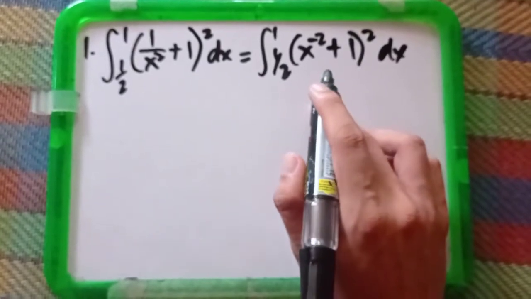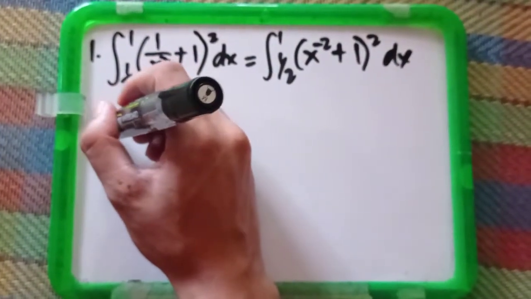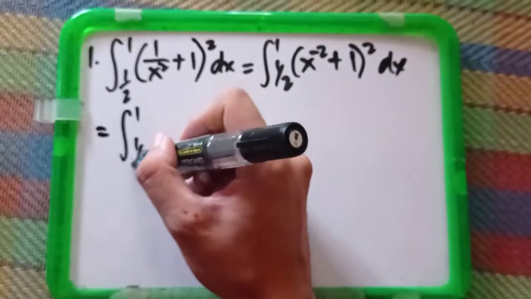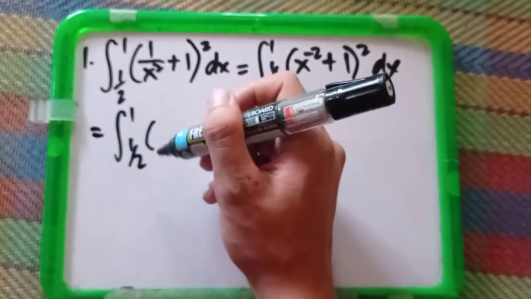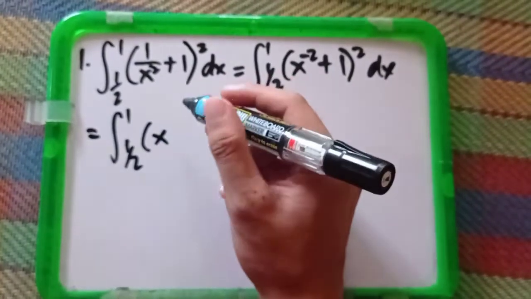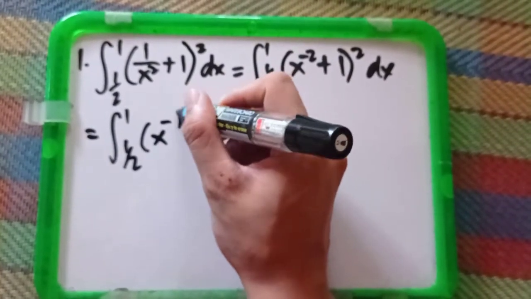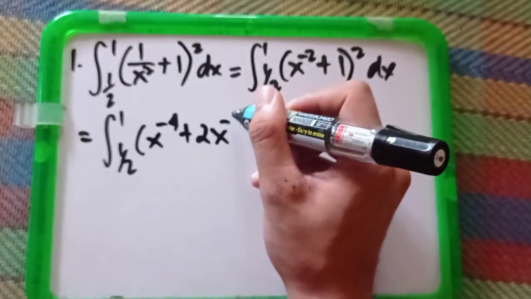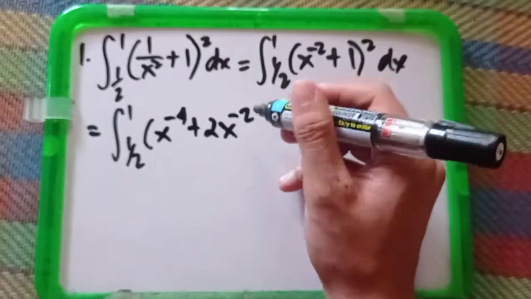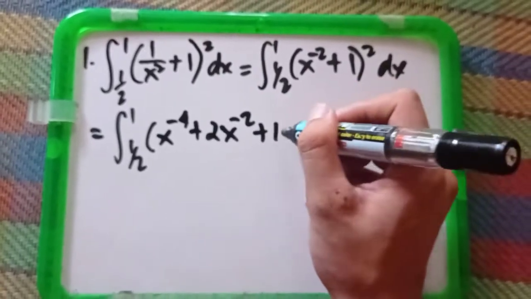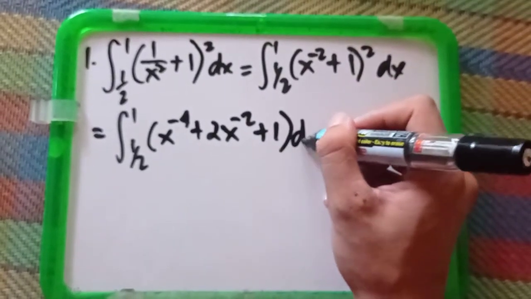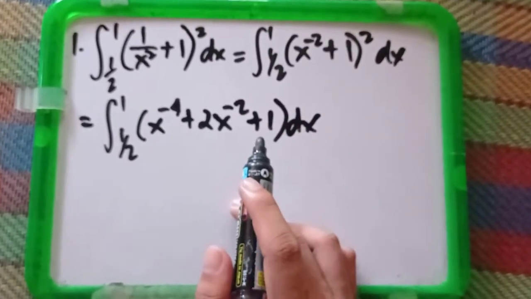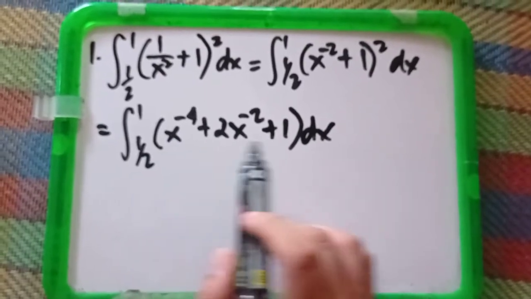i-expand natin itong function. So this will be 1, through FOIL method, so ito 2, minus, plus 1 dx. So next is gagawin na natin yung integration for each term.